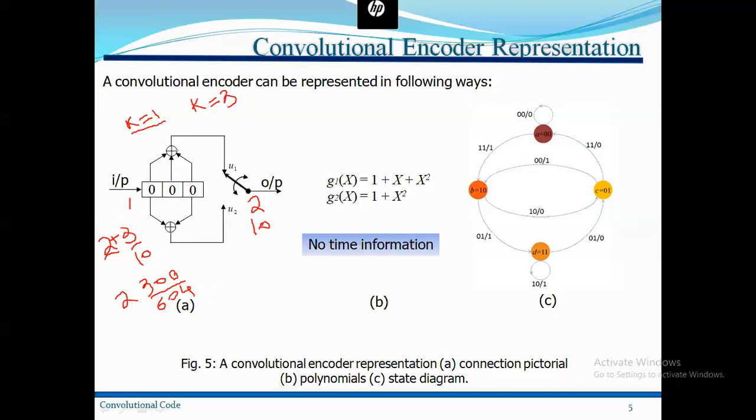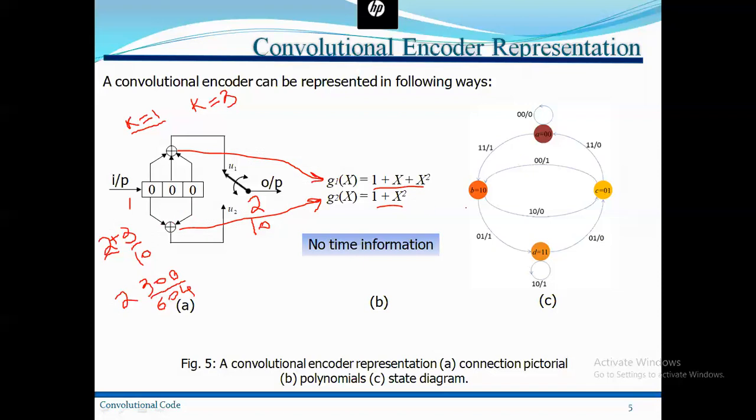So how do we represent these modulo 2 adder connections? This will be represented by the generator polynomial, and that is, in fact, represented by 2 generator polynomials. These 2 generator polynomials are just like the cyclic codes, in which we have the connection polynomial 1 plus x plus x squared, and here it is 1 plus x squared. So these are the generator polynomials of the convolutional encoding.